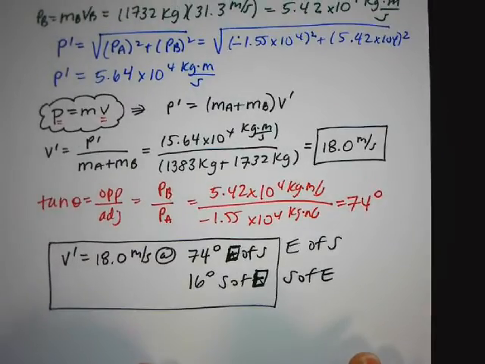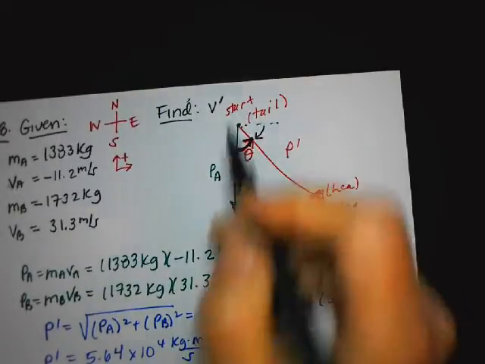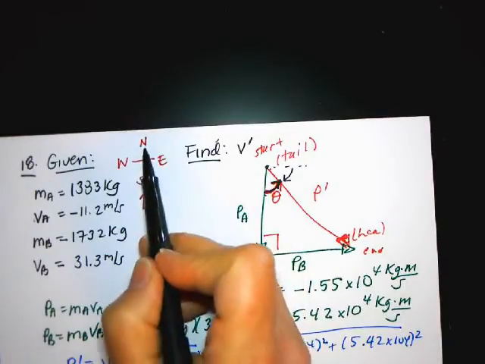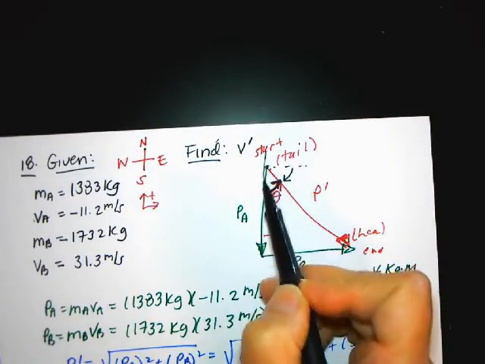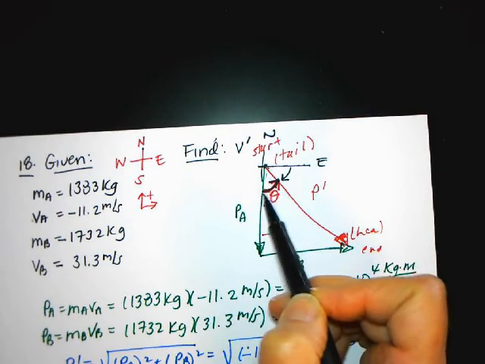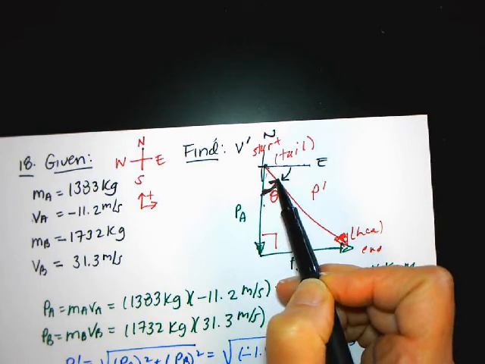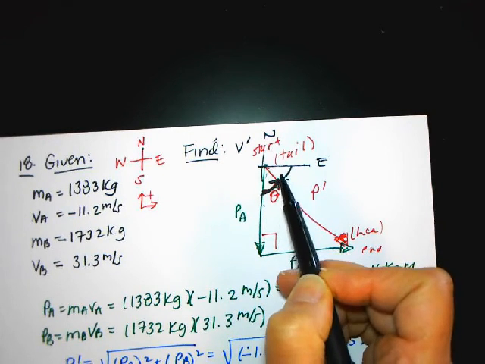Whoops. It's crooked. And again, when you go back to your picture, remember, this is north and this is east. So when we're measuring this angle, that's north and this is east and this is south. So I started at south and I went east. So that's why this was east of south and then this was south of east.